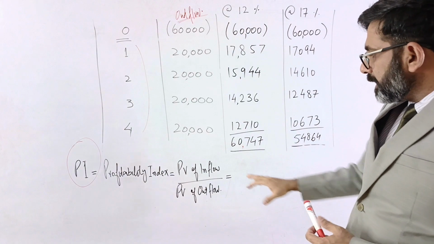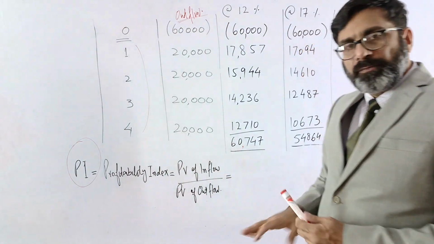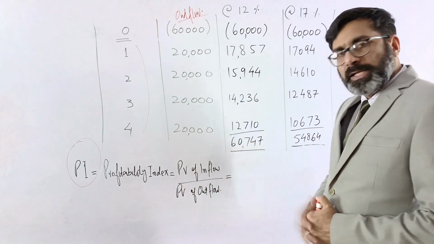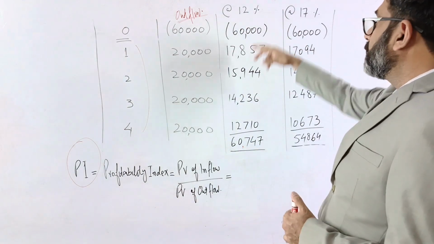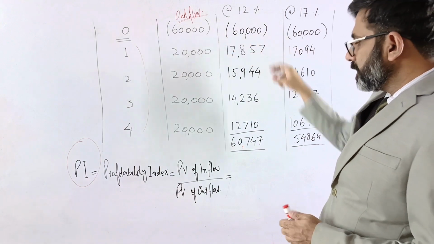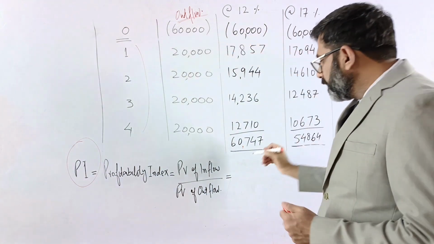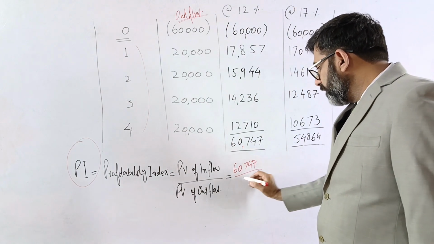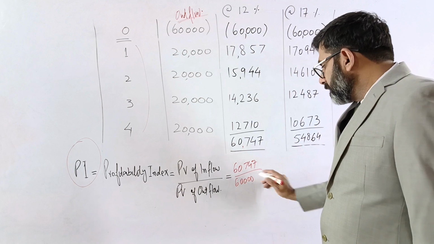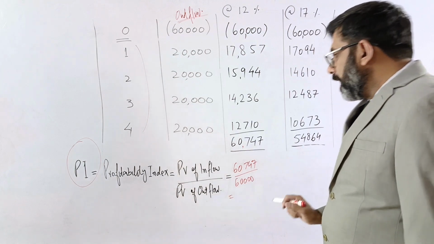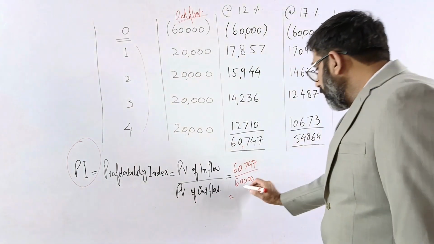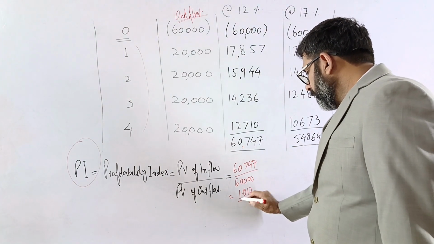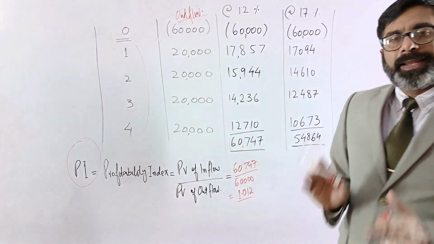If we total the present value of the inflow, how much is that? That is 60,747. And what is the outflow? The present value of the outflow is 60,000. Simply, we have to divide this: 60,747 divided by 60,000. The answer is almost 1.012. So this is the profitability index.